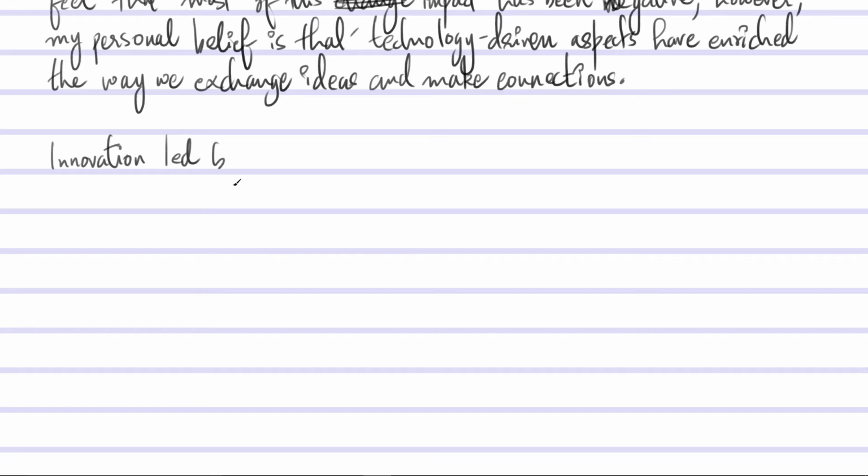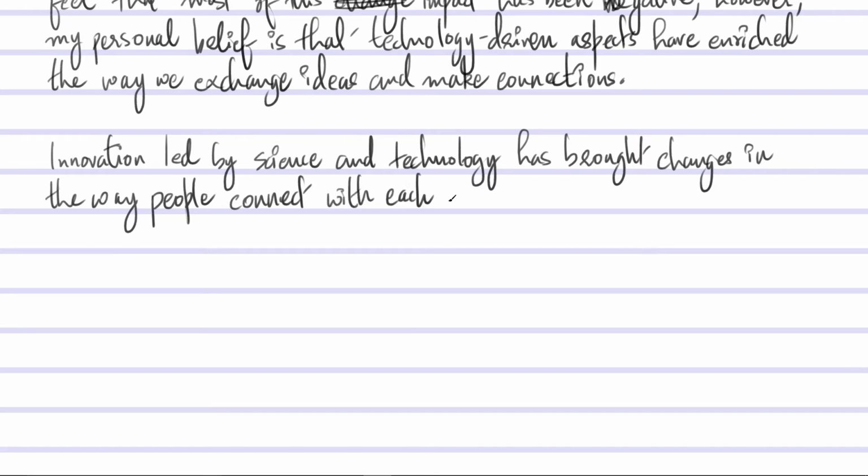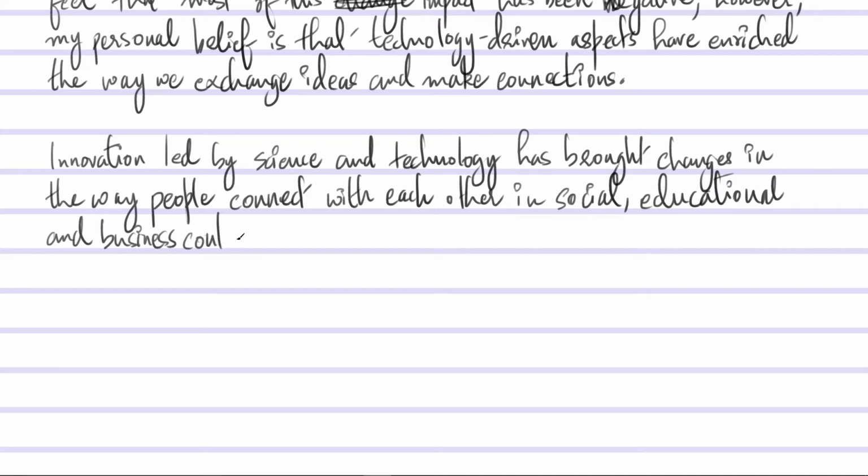So innovation led by science and technology has brought changes in the way people connect with each other in social, educational and business environment. So context is a high level word for environment, in business context.